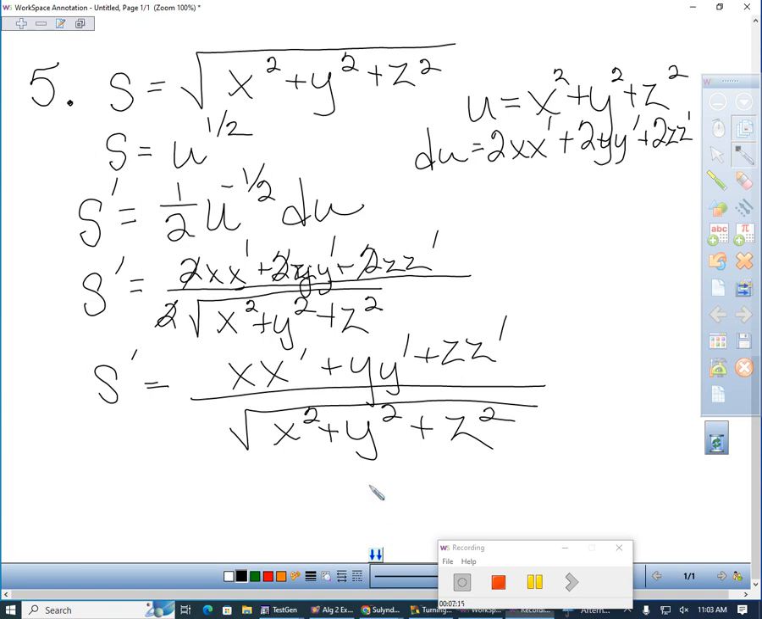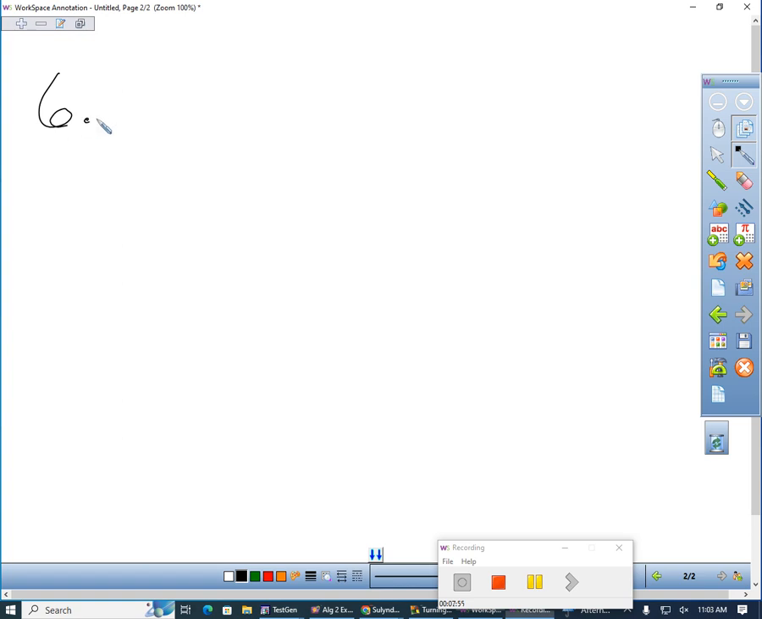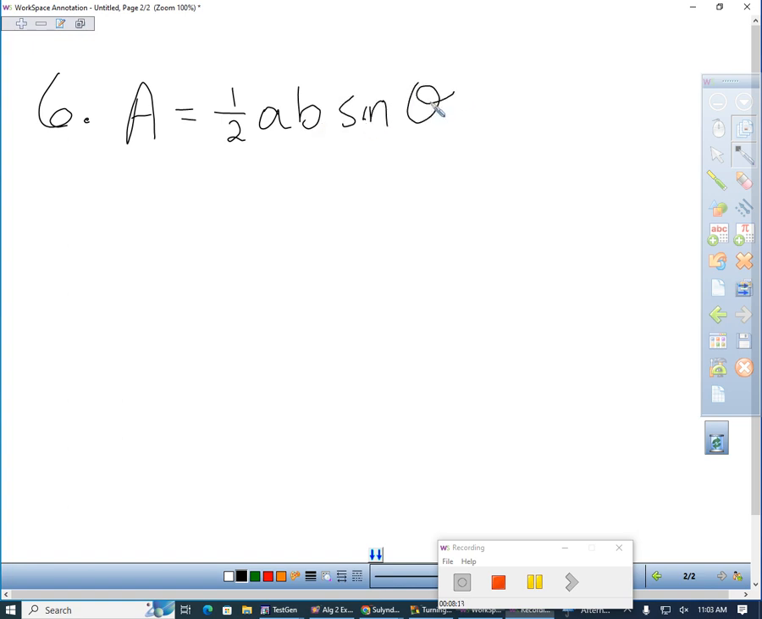Okay, number 6. It starts off as, if a and b are the lengths of two sides of a triangle, and theta is the measure of the included angle, the area of the triangle is A equals 1/2 ab sine theta. How is dA/dt related to da/dt, db/dt, and d theta/dt? So what are we actually doing here? We're finding the derivative. I agree.